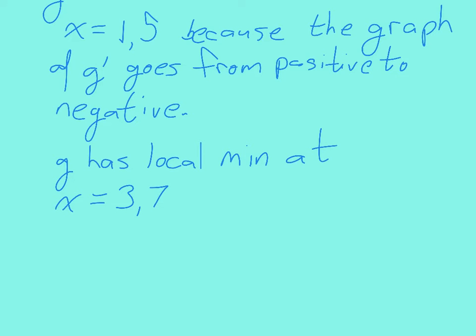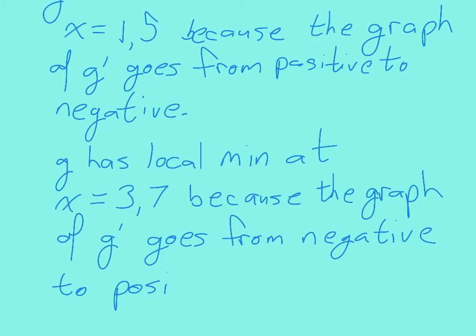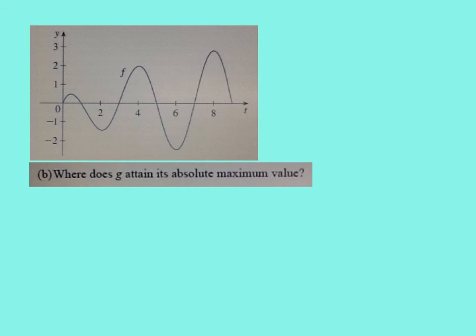And we'll justify it by saying because the graph of g prime goes from negative to positive. And that's enough for our justification. But write that down. Make sure you justify something in there. All right, let's move on.